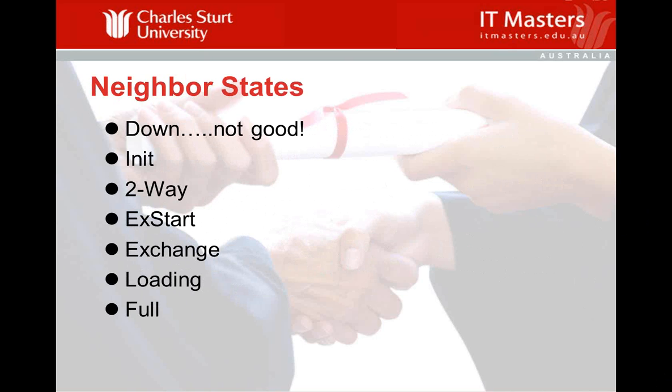Loading indicates the routers are finally exchanging their link state advertisements containing information specifically about all the links connected to each other. Essentially they're sharing their topology table. They've built their own topology table and they're sharing it with each other. Then last of all, the best state to be in is full, and that indicates that the routers are fully synchronized. The topology table of all routers in the area should now be exactly the same.